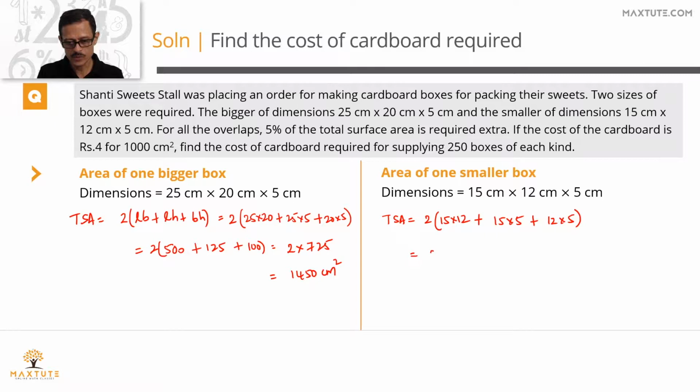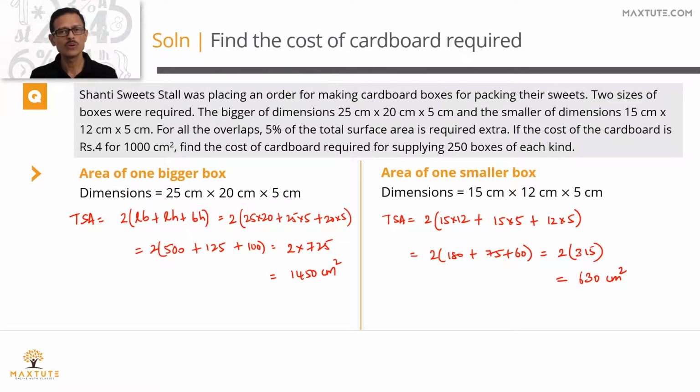So this is equal to 2 times of 15 into 12 is 180 plus 75 plus 60 is what we have. So this is equal to 2 times of 180 plus 75, 255 plus 60, which is 315. So the total surface area of a smaller box is equal to 630 centimeter square. So we found out the total surface area of the larger and the smaller box.